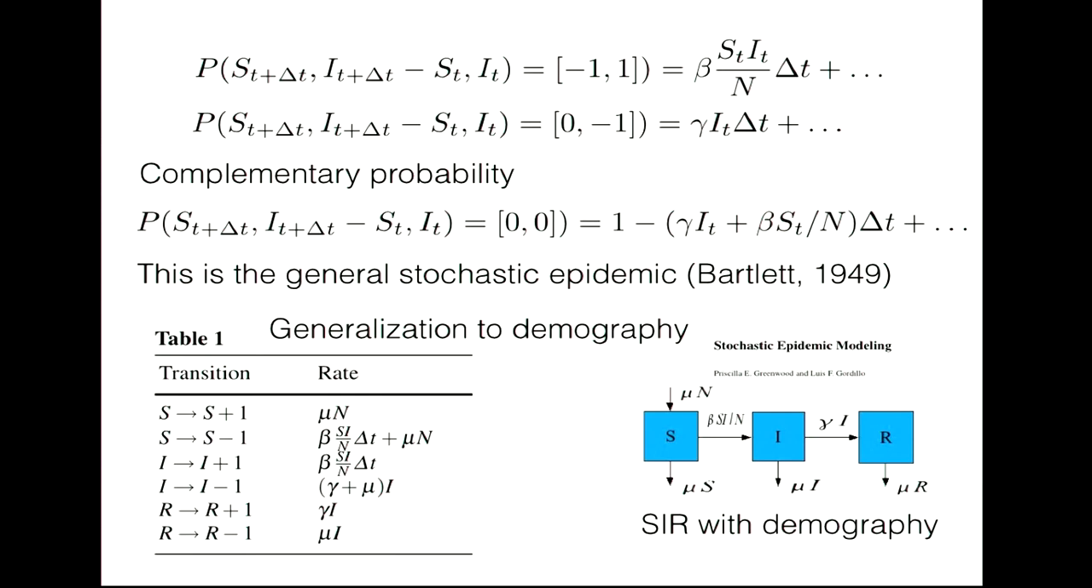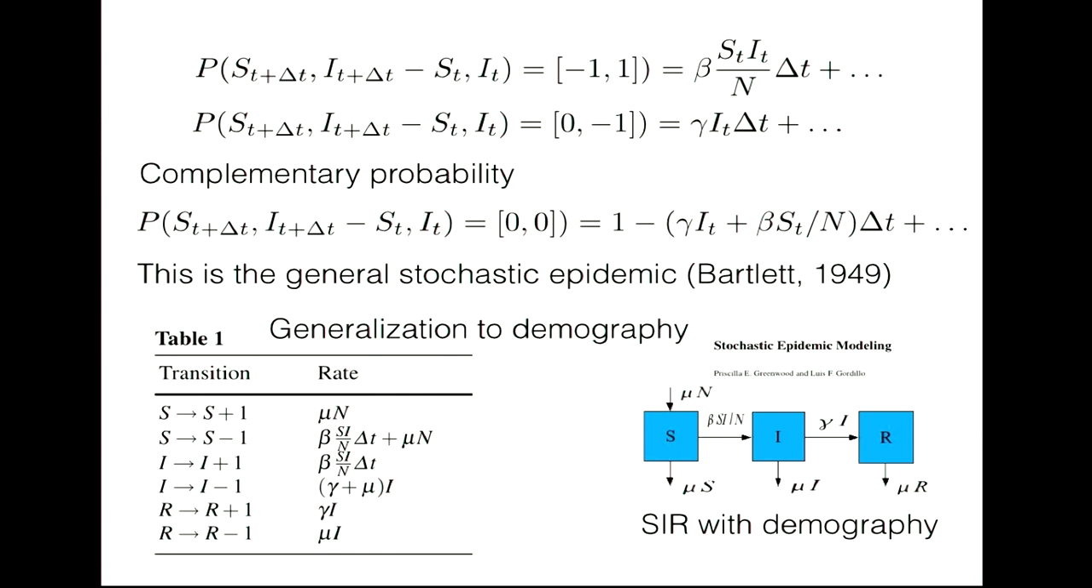N is the total number that are added to that. Okay. S to S minus 1 happens at rate beta times S_i by N times delta t plus mu times N. And all of these, the delta t actually multiplies all of these particular terms. It's written a little carelessly there.